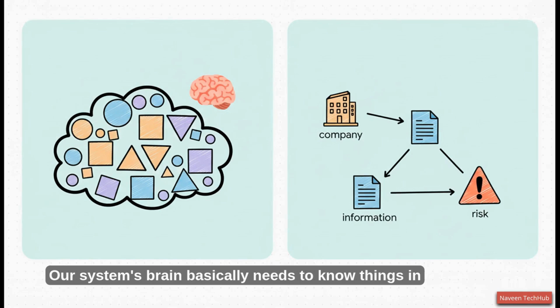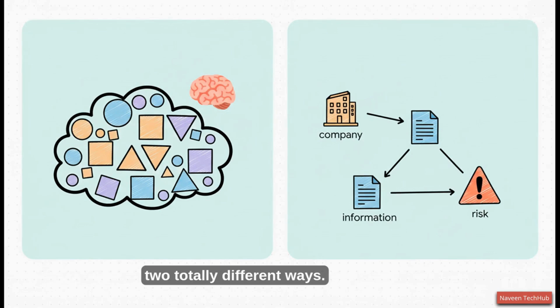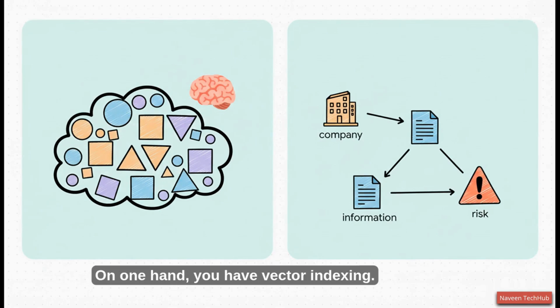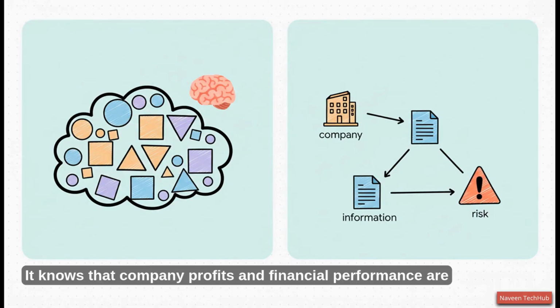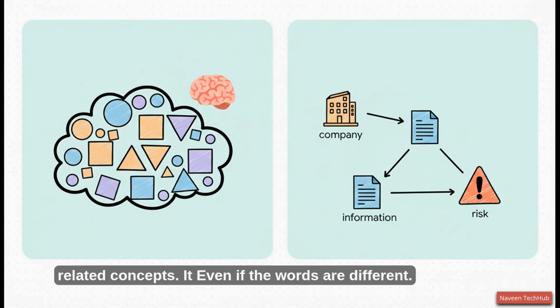And that leads us to this, which is really cool. Our system's brain basically needs to know things in two totally different ways. On one hand, you have vector indexing. This is all about semantic meaning, the vibe of the information. It knows that company profits and financial performance are related concepts, even if the words are different. It's great for fuzzy, conceptual questions.